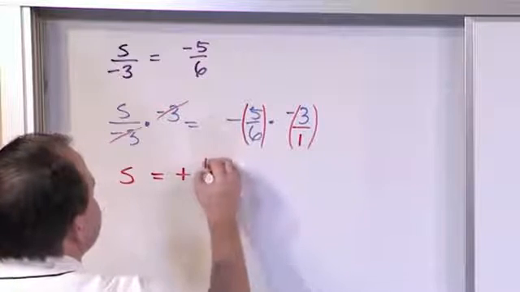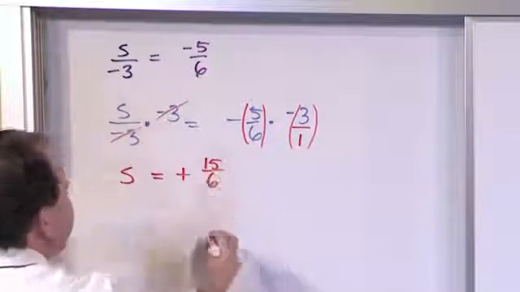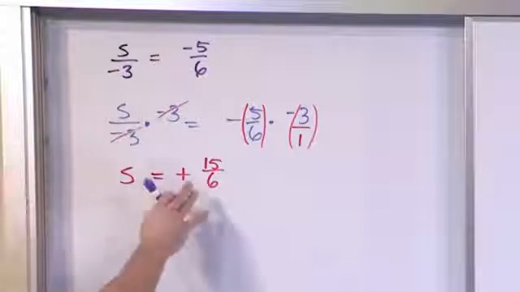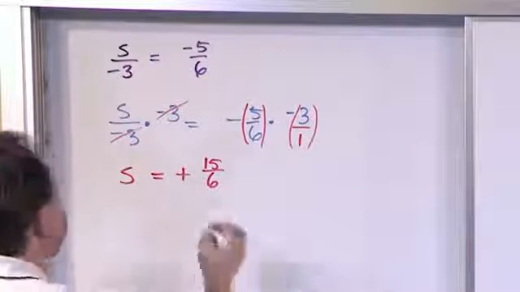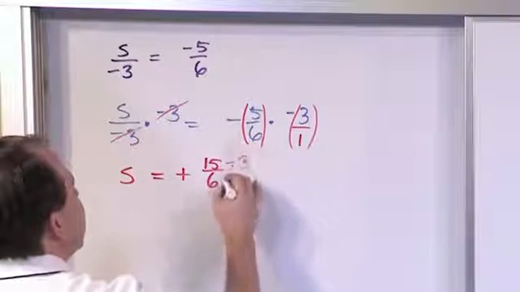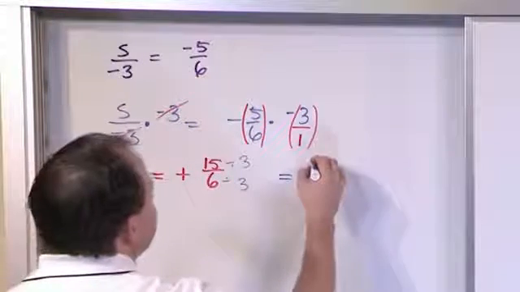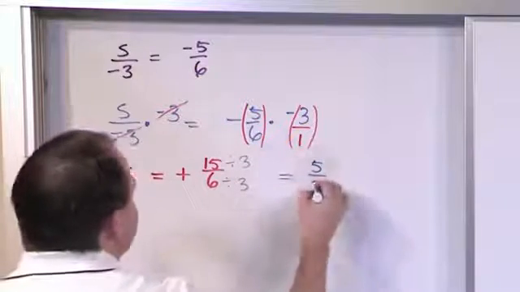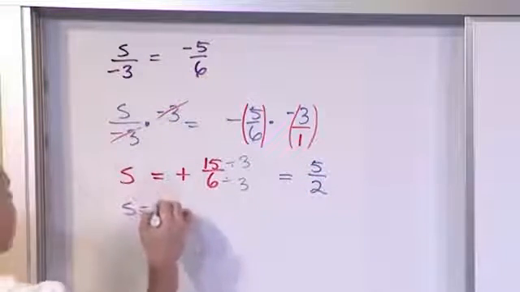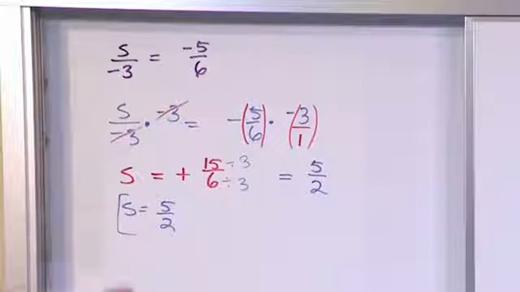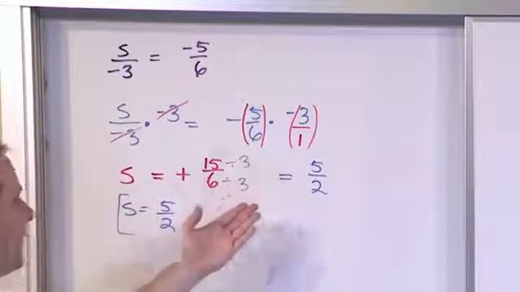5 times 3 is 15. 6 times 1 is 6. So the answer we get is positive 15/6. However, this is not totally simplified, because we can divide the top by 3 and we can divide the bottom by 3. And when we do that, 15 divided by 3 is 5. 6 divided by 3 is 2. So the answer is 5/2. And that's the simplified answer. I mean, truthfully, the answer is 15/6 as well, but to simplify it is what you always want to try to do, so you get 5/2.